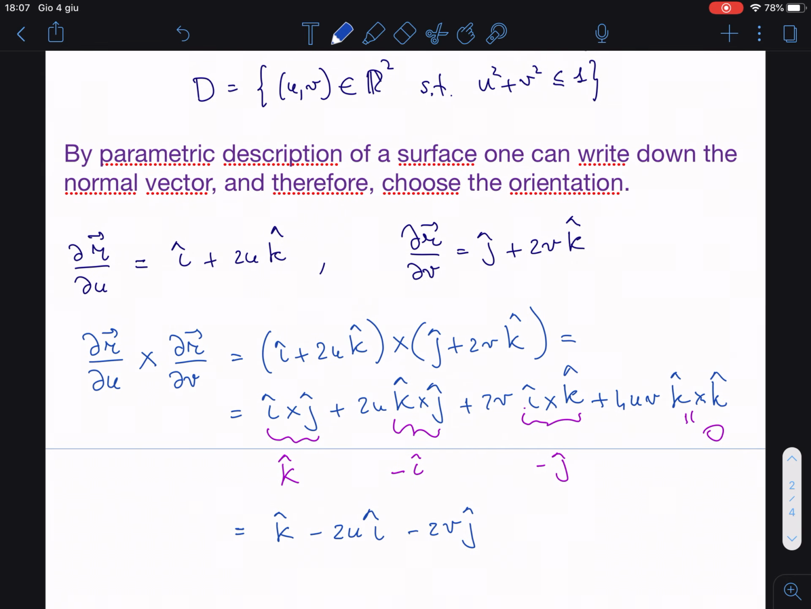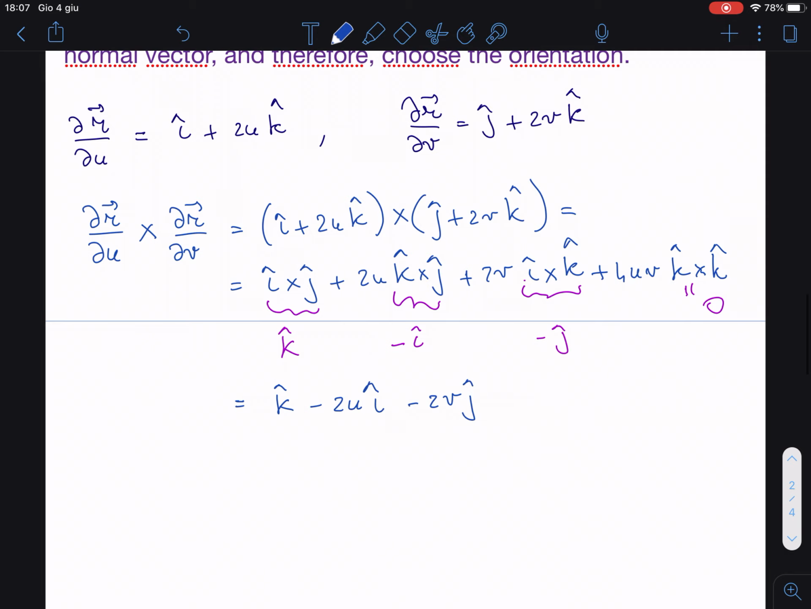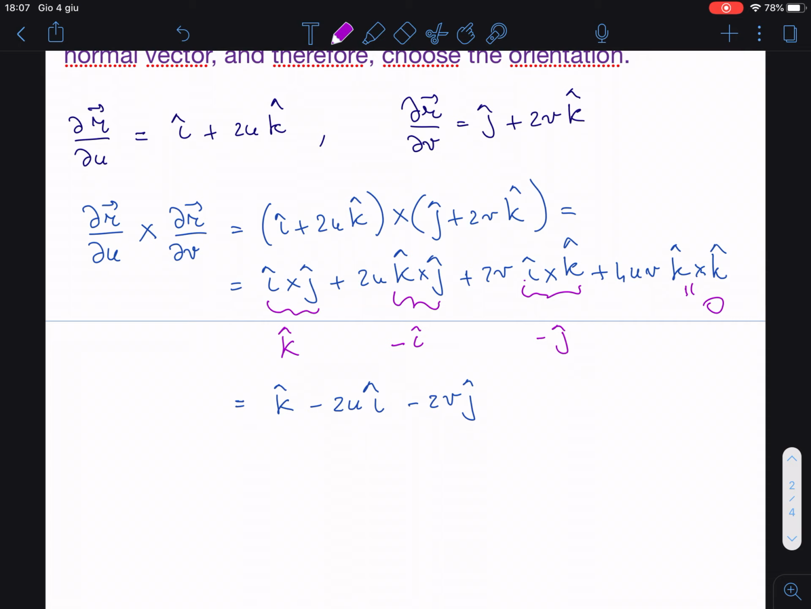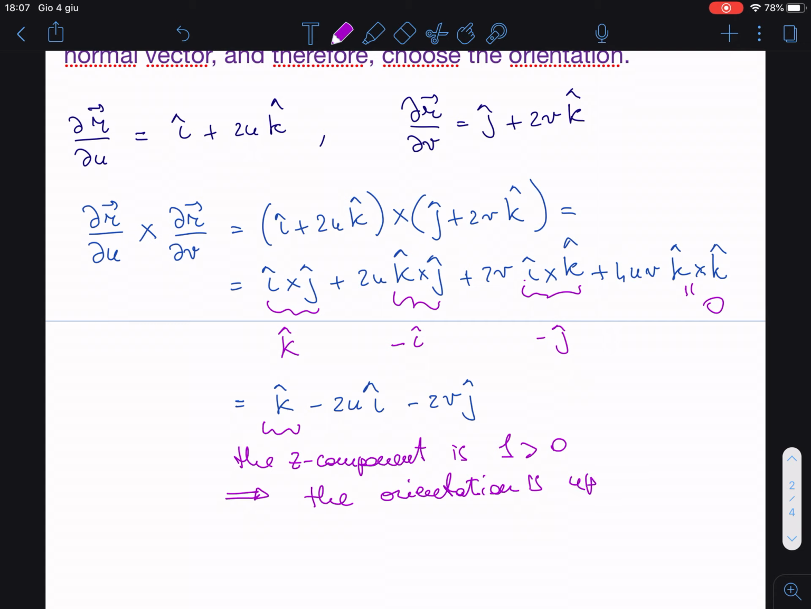But what we need is an orientation upwards. And upwards means that the z component must be positive. And here is the z component. So the z component is equal to 1, larger than 0. So the orientation here is upwards. And this is exactly what we were looking for.